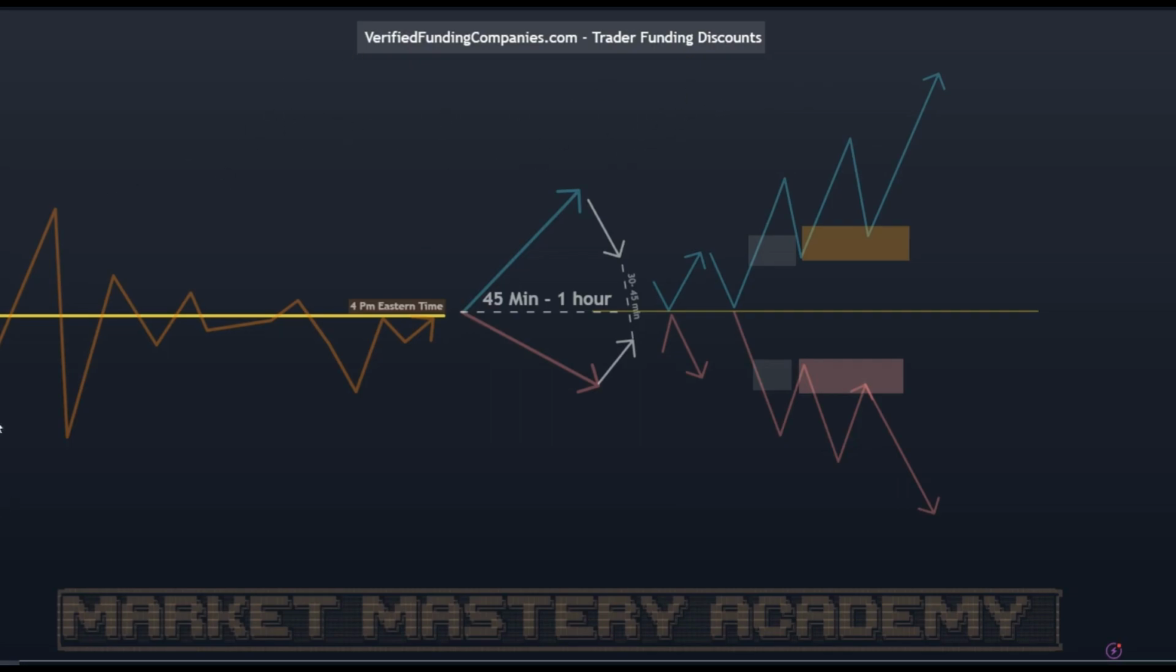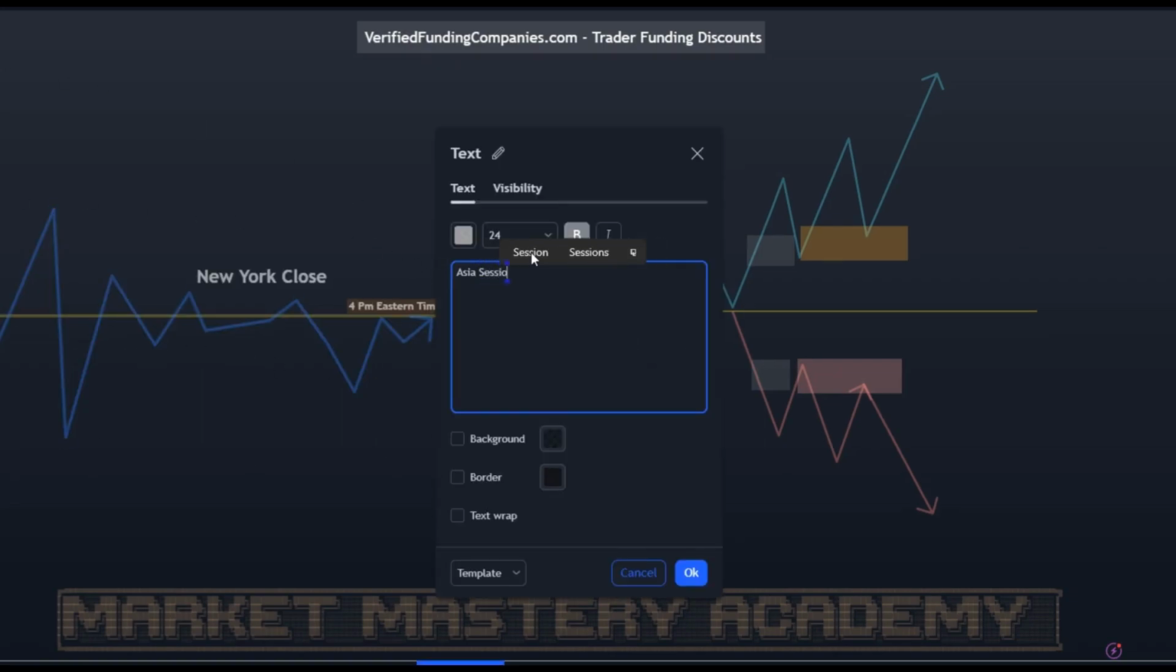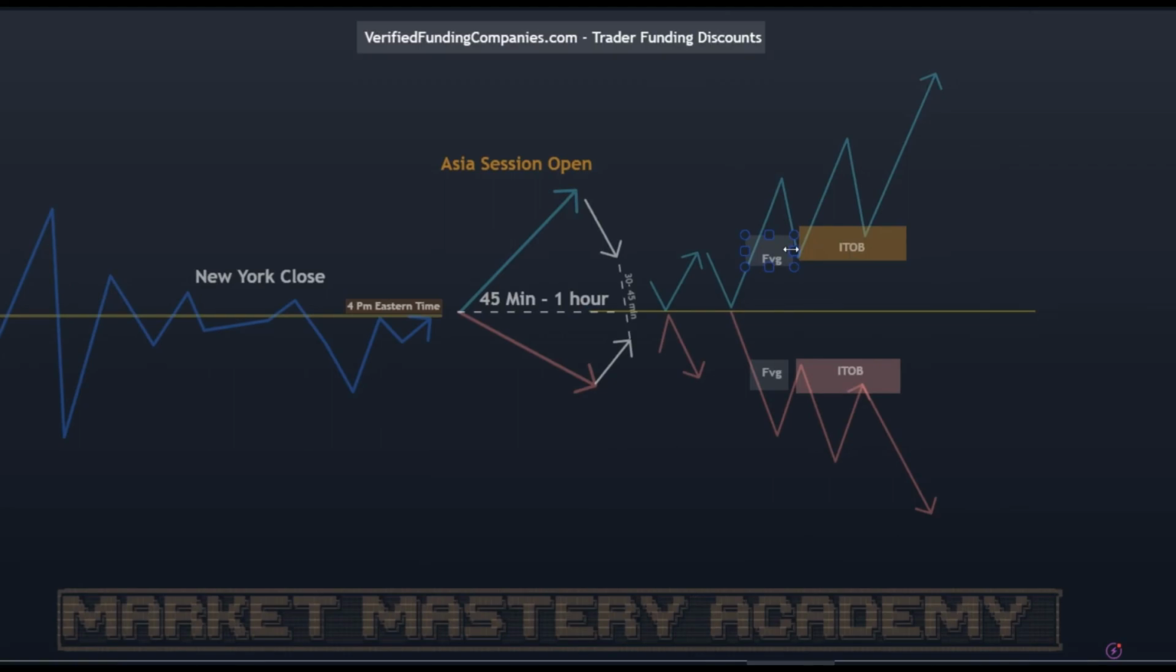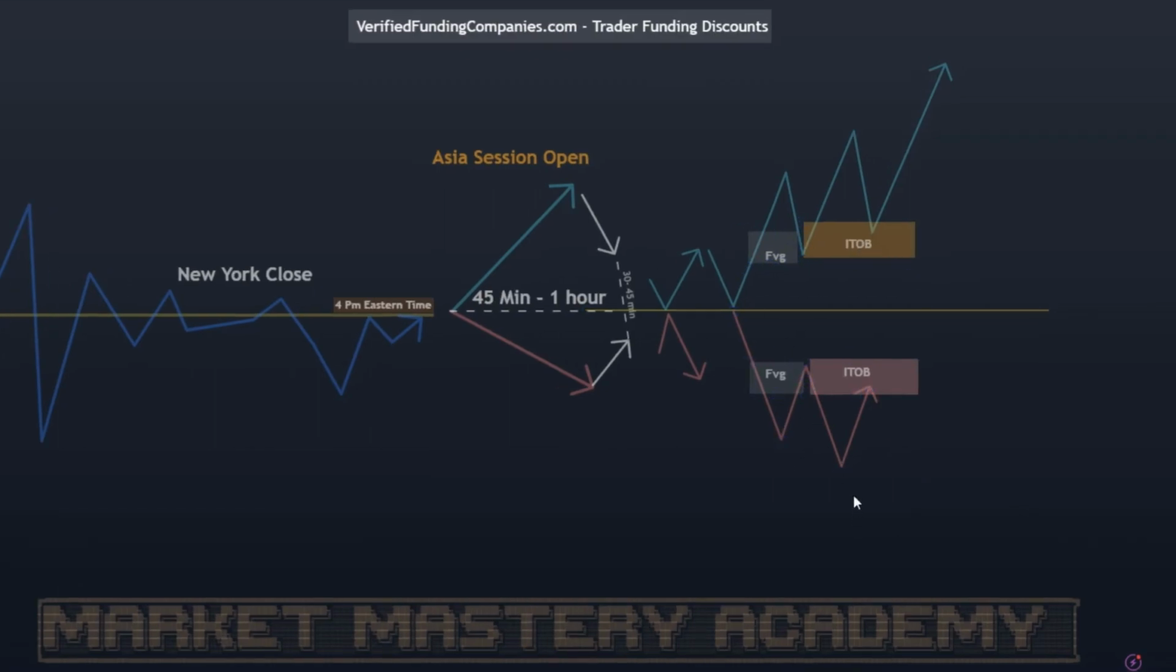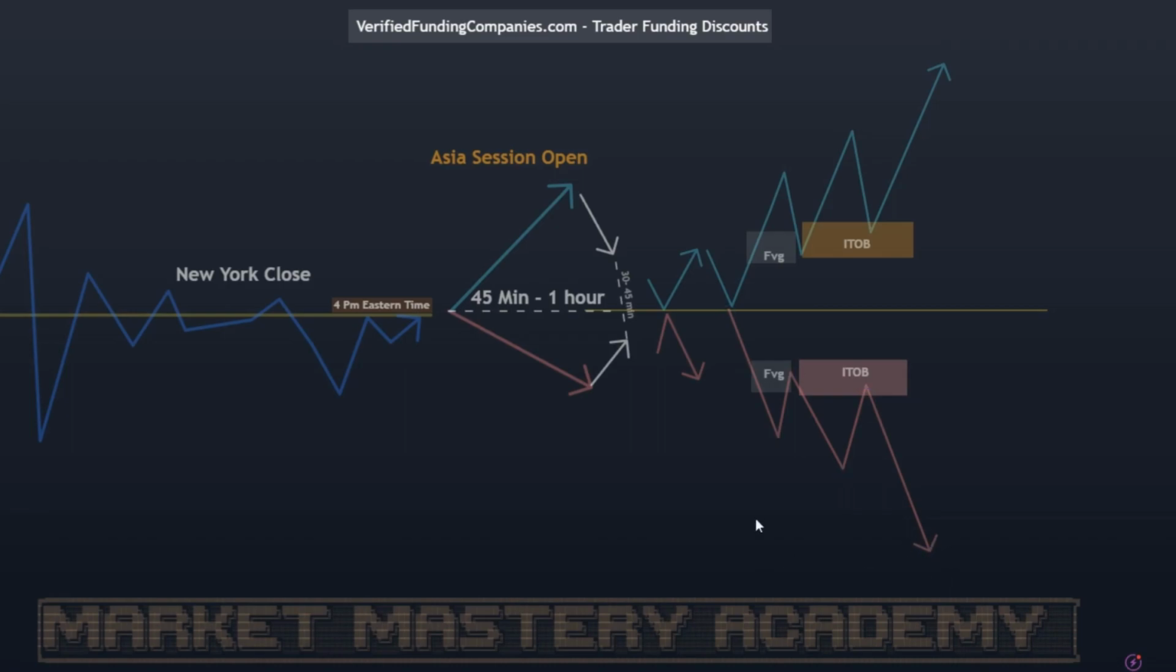You guys understand that? You have the New York, this is the New York close, Asia session open. You have fair value gap, ITOB entry. You have the fair value gap, drop down, ITOB secondary entry, ITOB secondary entry, and then boom. I usually aim to exit after 2 hours. We'll go in and do a deeper dive breakdown.